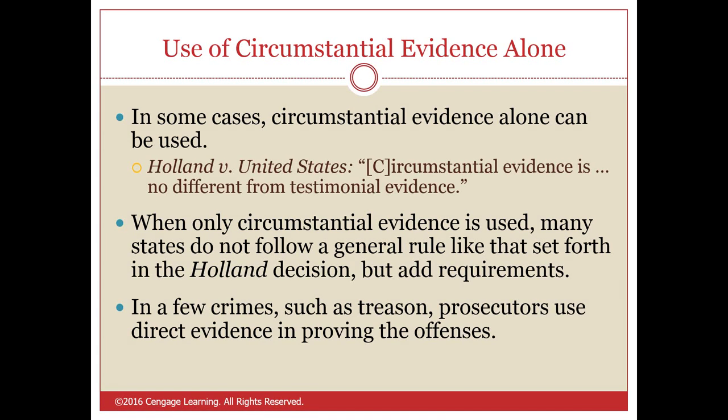When only circumstantial evidence is used, many states do not follow a general rule, but add requirements. In a few crimes, such as treason, prosecutors use direct evidence in proving the offenses. And prosecutors would always love to have direct evidence instead of circumstantial, but sometimes all they have, or a large portion of their evidence, is circumstantial. And so we get into this issue in the trial of is this a reasonable inference that has been drawn from this evidence?